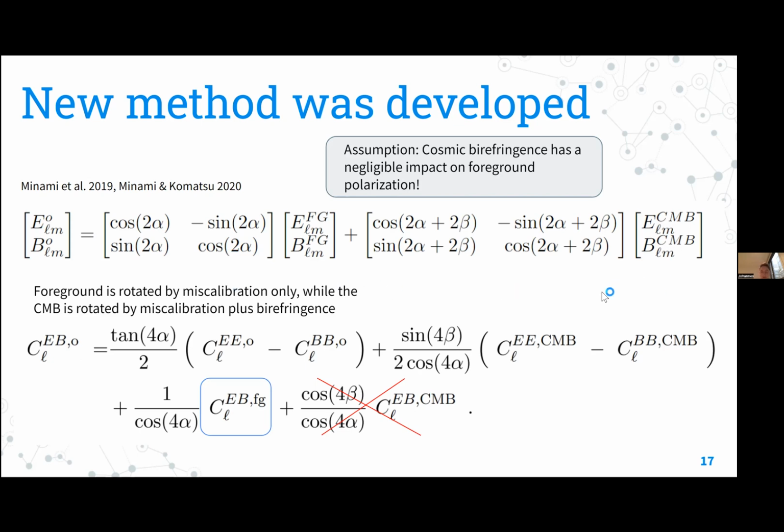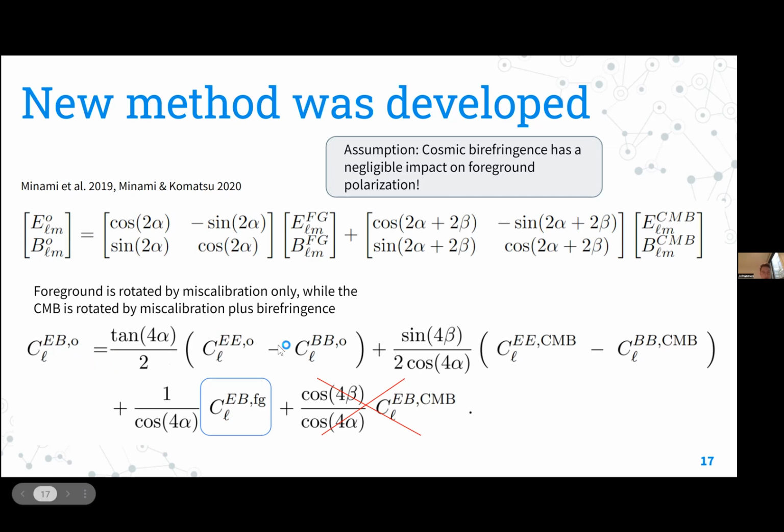The linear polarization of the CMB photons has been rotated by the miscalibration angle plus the cosmic birefringence angle, while the light from the foreground has only been rotated by the miscalibration angle, because these photons haven't moved far enough to be rotated by cosmic birefringence. And this ends up becoming what we observe today, the observed E modes and the observed B modes. Then you can take this equation, do some math, and derive this equation here. This is the main big equation that we use in our analysis.